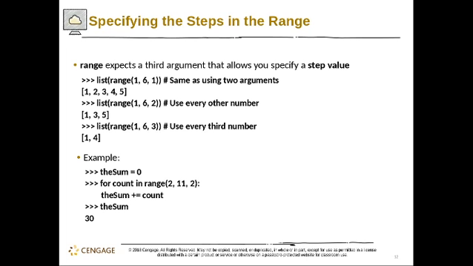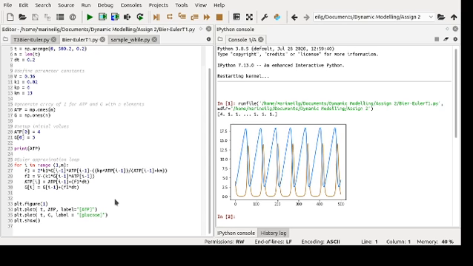So we have a range. Range expects a third argument that allows you to specify a step value. Actually, I usually use NP range. Well, I can do that in Python, but I just want to use NumPy, the NumPy package, as an additional one. I think NP allows me to use a large amount of numbers.